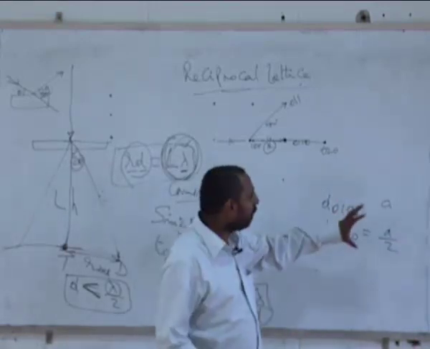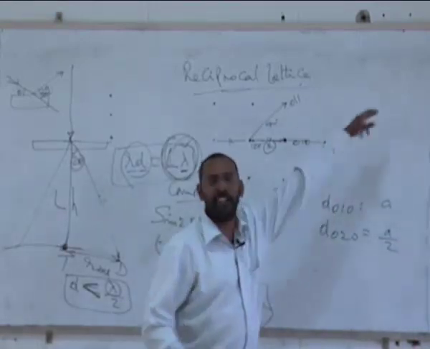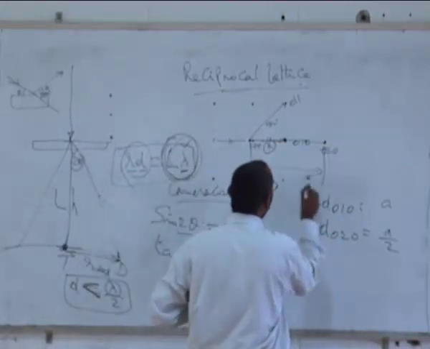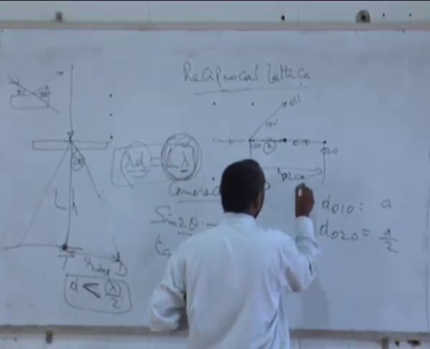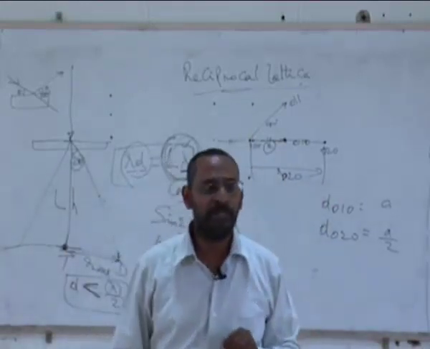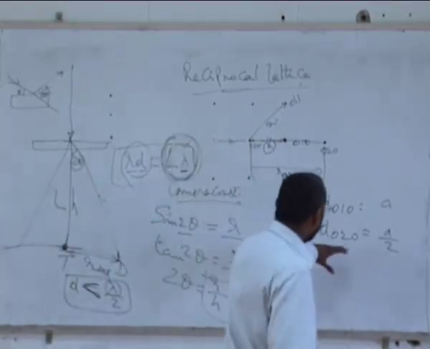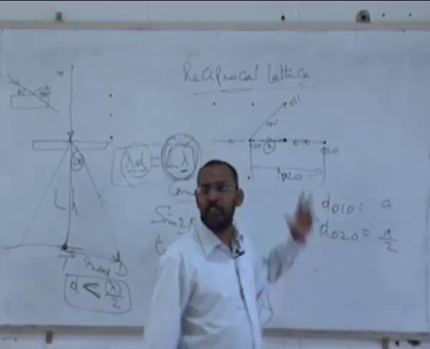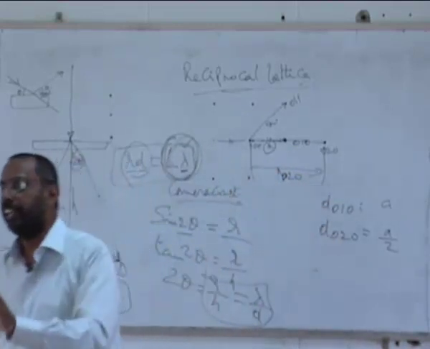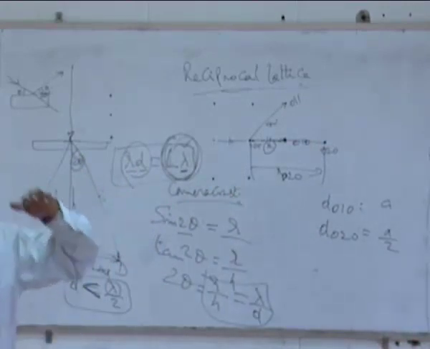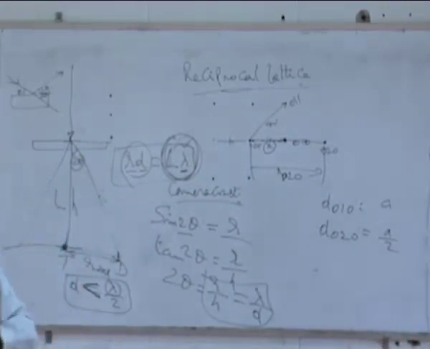So the d is actually half of that, but R is double of that. If I measure the R of 0, 2, 0, R of 0, 2, 0 is double the R of 0, 1, 0. Whereas the d of 0, 2, 0 is half of the d of 0, 1, 0. So you can see a reciprocal relation between R and d. And obviously if there is a reciprocal relation between R and d, there is also a reciprocal relation between R and A, because d and A are connected to each other.